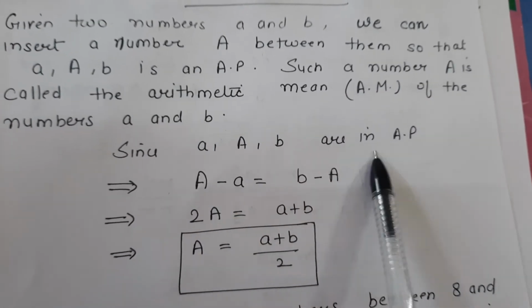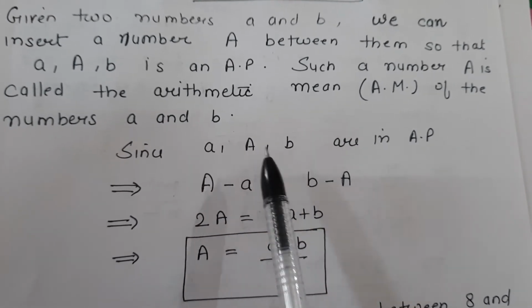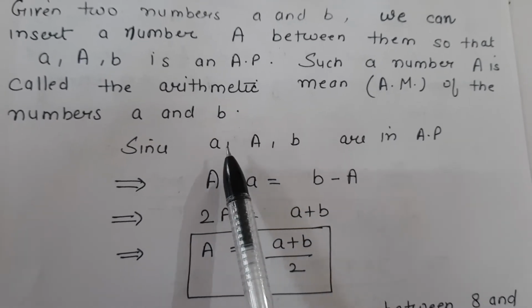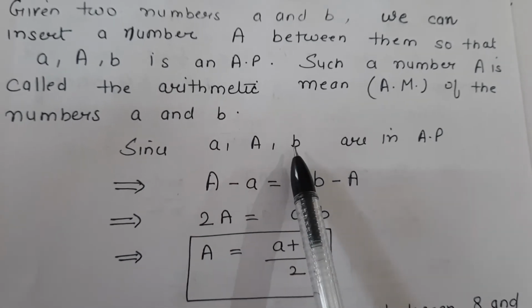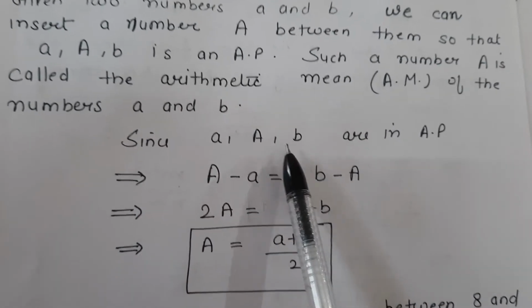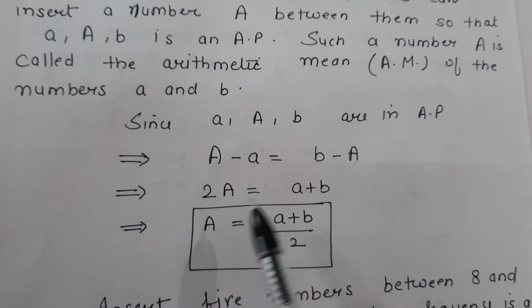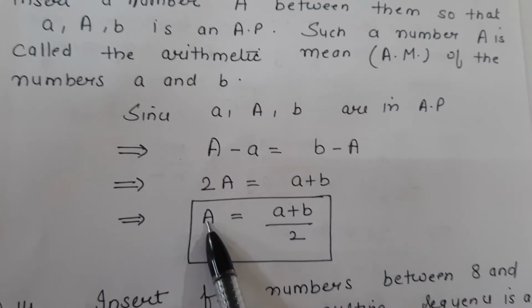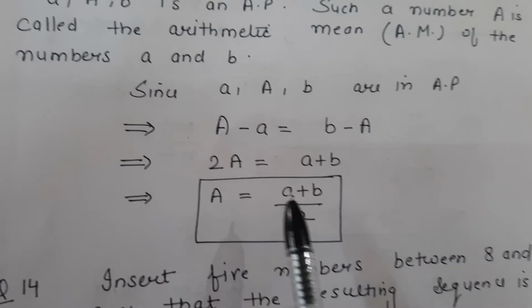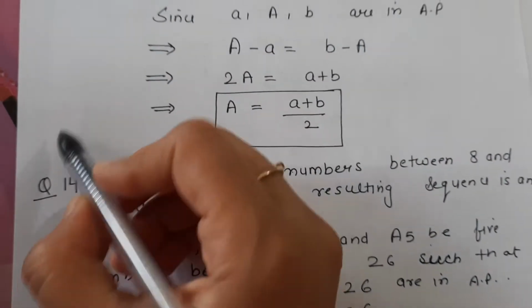Now since these three numbers are in AP, their common difference will remain the same. So common difference is second term minus first term. This is equal to third term minus second term. So you'll have A minus a is equal to b minus A. Now if you shift A here, you will get A plus A. This is 2A is equal to a plus b. So A is equal to a plus b by 2. That means the arithmetic mean between two numbers a and b is evaluated by the formula a plus b by 2.